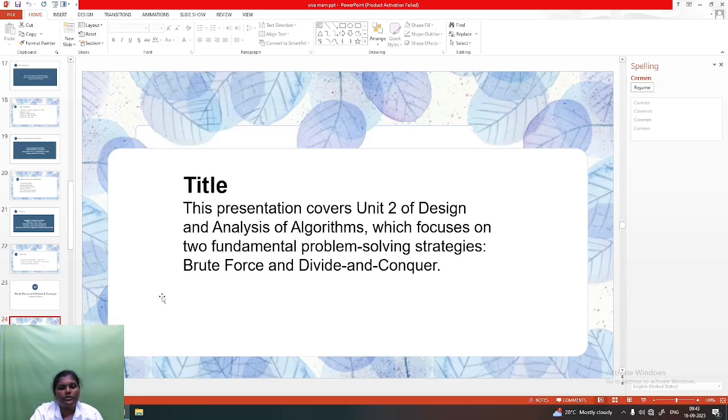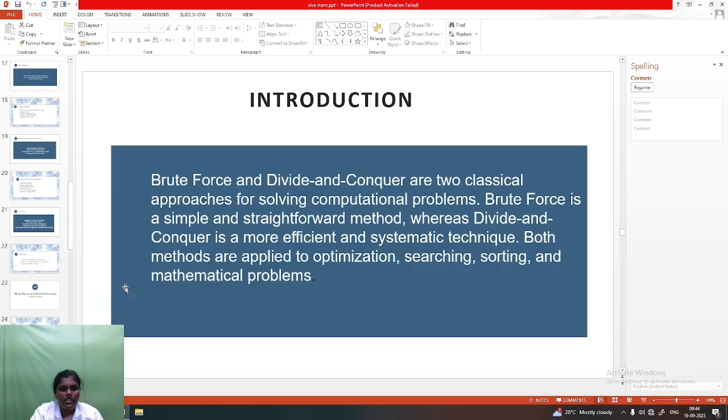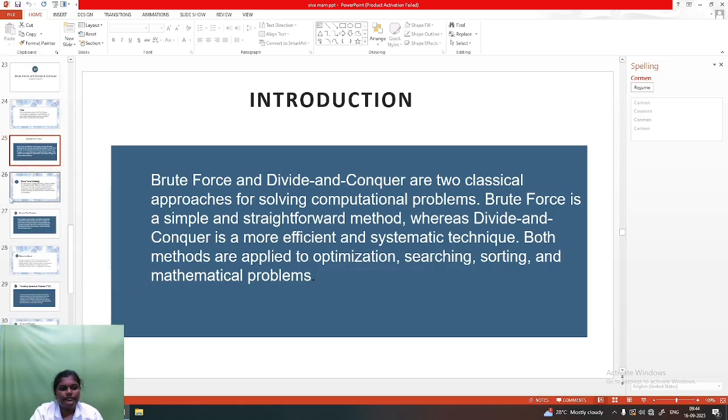This covers how to design and analyze algorithms, focusing on two foundational problem-solving strategies: brute force and divide and conquer. Introduction. Brute force and divide and conquer are two classical approaches for solving computational problems. Brute force is a simple and straightforward method, whereas divide and conquer is a more efficient and systematic approach. Both methods are applied to optimization, searching, sorting, and mathematical problems.